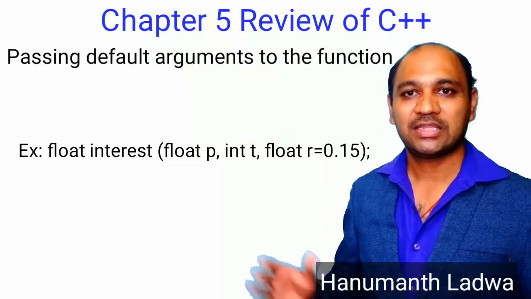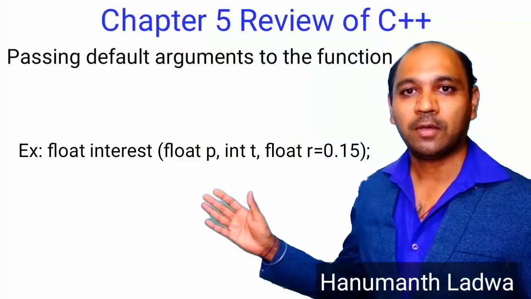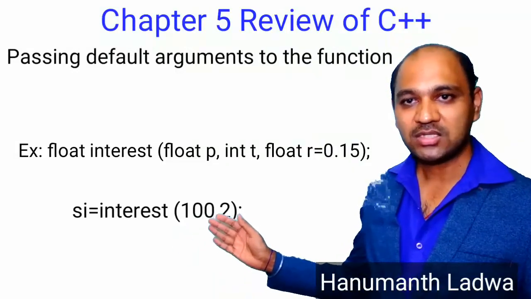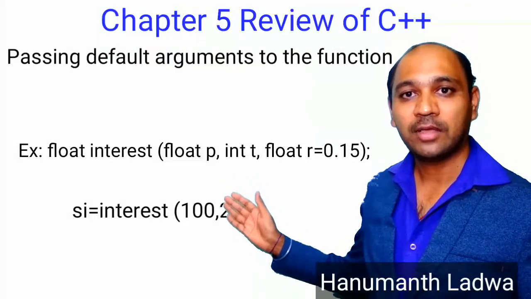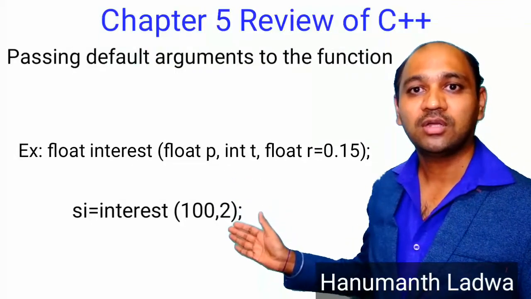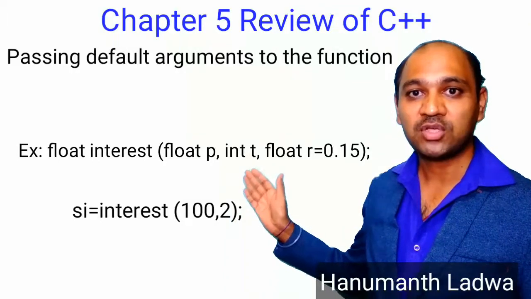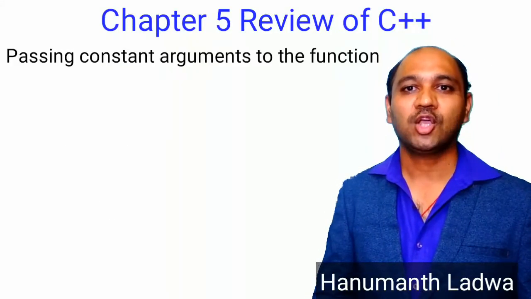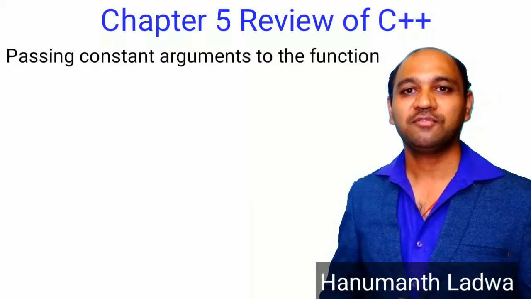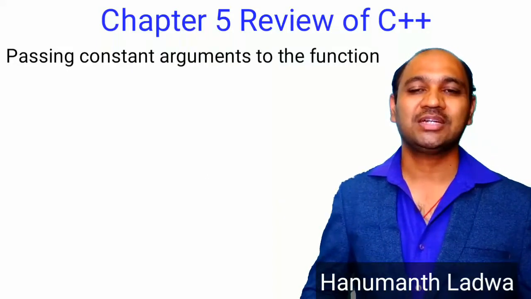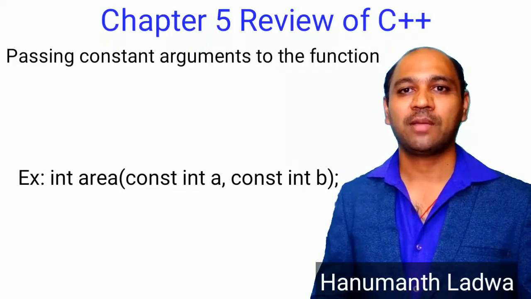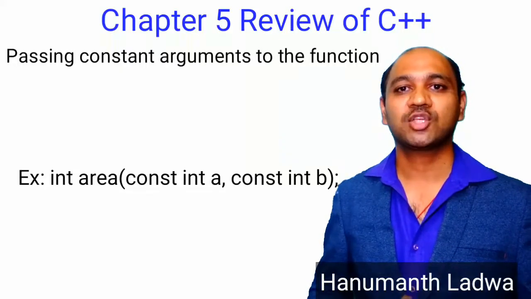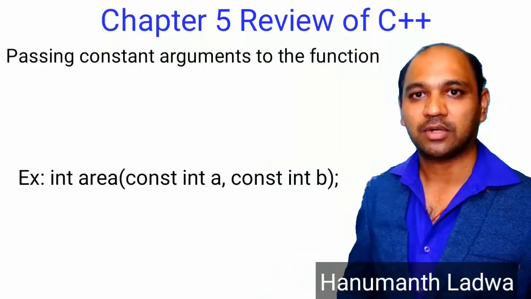And while calling this particular type of function, we have to pass only two arguments. Here we are going to write SI is equal to interest. Inside the round braces, we are going to pass the value for principal amount, and the value for time, not the rate of interest, because it is already initialized in the function prototype. Now we'll study passing constant arguments to the function. Here we can pass some arguments which are constant, that are not changeable by the program or the user. In order to make it constant, we use the keyword const. You can see it here in the example.